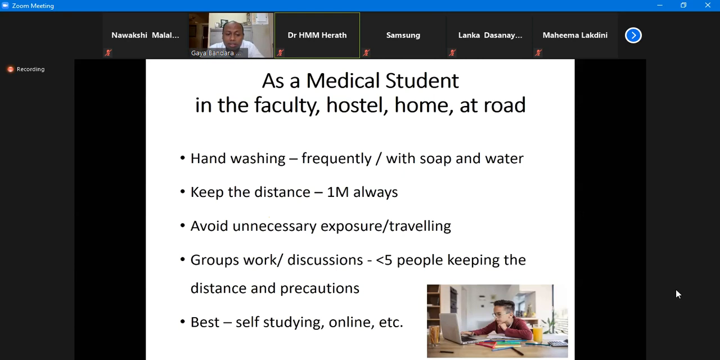And if you want to attend group work or discussions, the number of people should be less than 5, and you have to always keep the recommended distance and the precautions. We recommend doing self-studies as much as possible during this critical period.